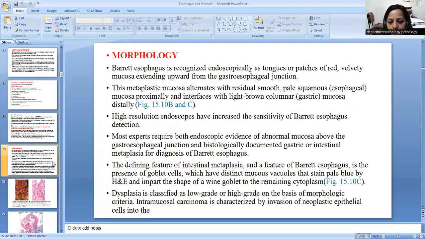for diagnosis of Barrett's. The defining feature of intestinal metaplasia and the feature of Barrett's esophagus is the presence of goblet cells. So this is very important. These are distinct mucous vacuoles that stain pale blue by H&E and impart the shape of a wine goblet to the remaining cytoplasm, which we will see in the figure. Dysplasia is classified as low grade or high grade on the basis of morphologic criteria. Intramucosal carcinoma is characterized by invasion of neoplastic epithelial cells.